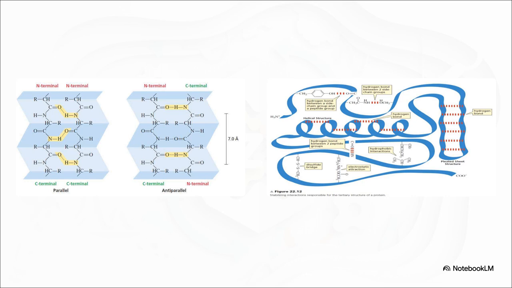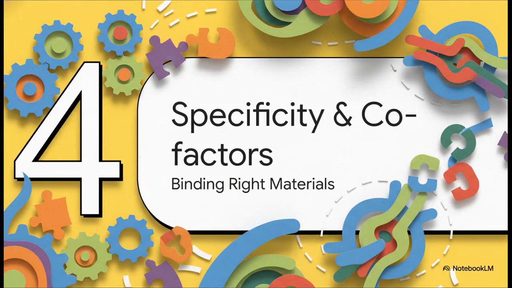But move over to the right, and wow, look at the tertiary structure. This is the incredibly complex 3D folding of the entire chain. It's driven by this chaotic but somehow perfectly orchestrated mix of side-chain interactions, hydrophobic pockets, electrostatic attractions, and these really strong covalent disulfide bridges. This exact, precise 3D fold is what creates the active site environment where the kinetics actually happen. Which brings us to Section 4, specificity and cofactors.